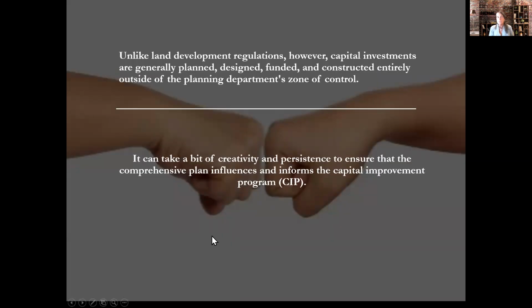And again, I mentioned sometimes the planning department may not be in constant contact with public works, but you really should be on that plan because the two kind of need to go together.